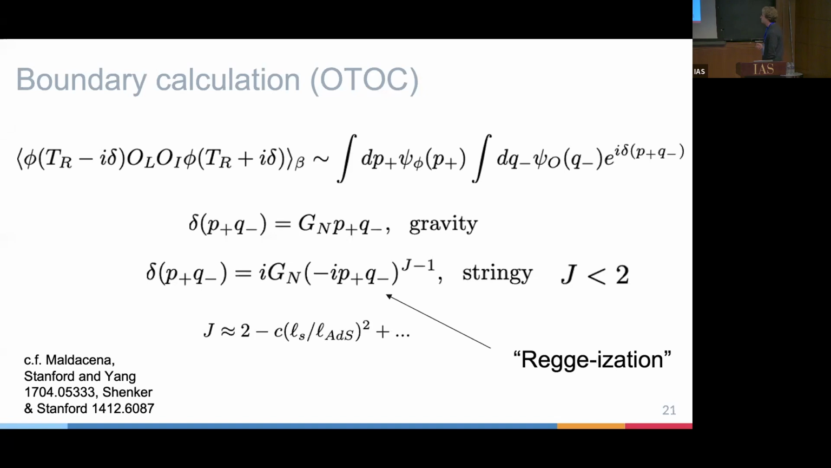The reason I'm using j here, j equals 2 is the spin of the graviton. So it's the spin of the particle that these two particles exchange in their scattering. And in string theory, you have to sum up a whole tower of higher spin particles, and this is called Reggeization. And the effect of summing up all these intermediate particles is to shift this exponent down.